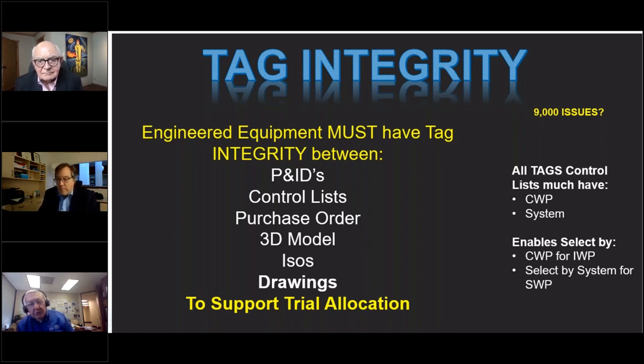And I think I told this story earlier in the session yesterday. We have an owner who's trying to sell their facility, and I think they have 13 units or something like that, but they ran a tag integrity check on one unit and they found 9,000 issues. So now somebody has to go into that owner file and figure out, why do I have 9,000 tags that don't seem to match up to anything? So that integrity is becoming more and more of an issue.